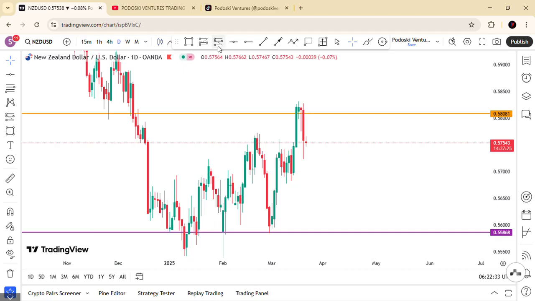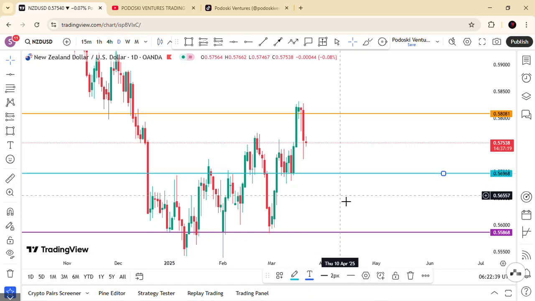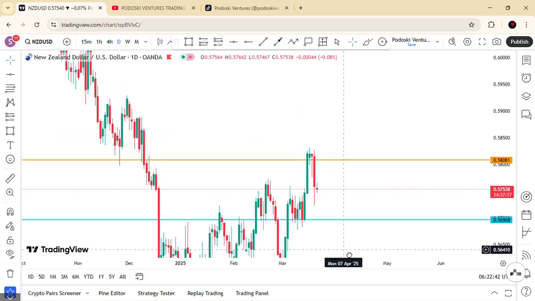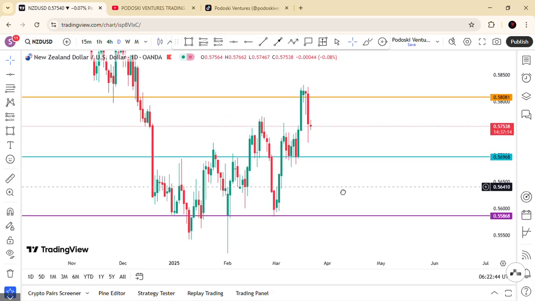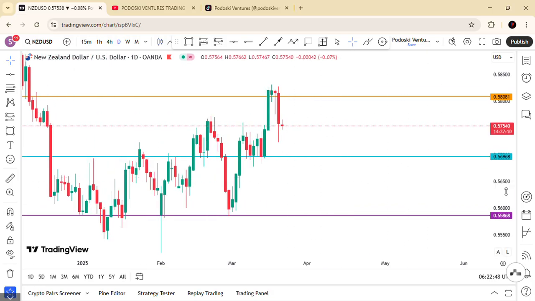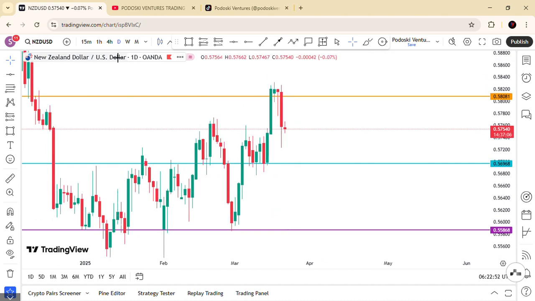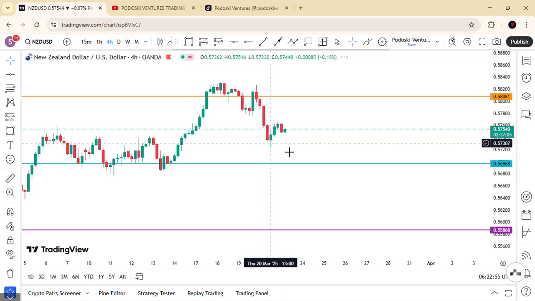Let's find out. So on NZDUSD on the daily time frame, I have my daily demand over here, and that's the only zone I can actually identify. So on NZDUSD, I have my daily demand here. So let's go to the 4-hour and pick our entry.